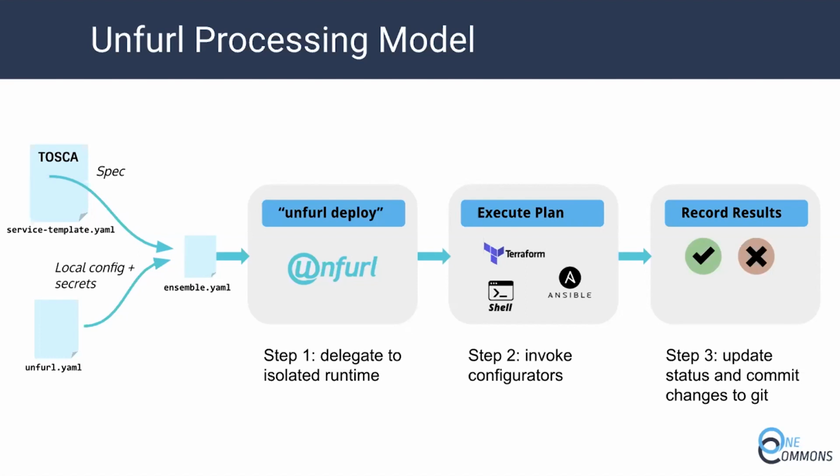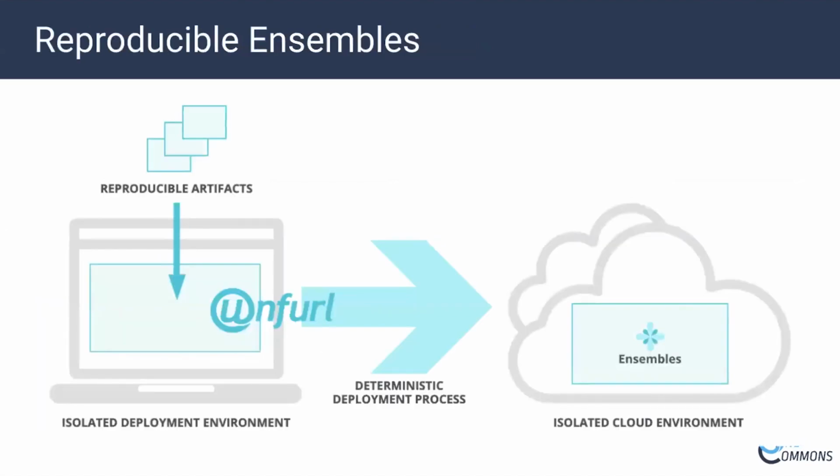But then one thing it does that stands out from other kinds of DevOps tools is it records the results. So now we have an abstract representation in Git of the status of these resources that's separate from the cloud provider. And that's one of the key ways that we achieve this independence. And that enables us to create these reproducible ensembles where, by having an isolated deployment environment and creating an isolated cloud environment that it runs in, we can create these deterministic processes that enable us, again, to create relocatable, open, transparent cloud services.